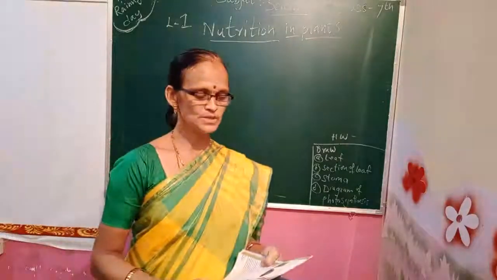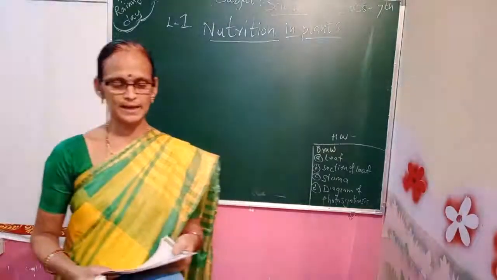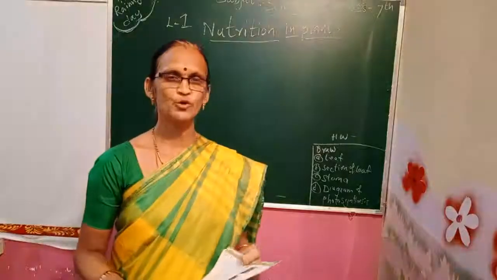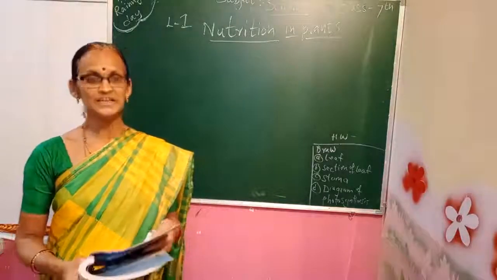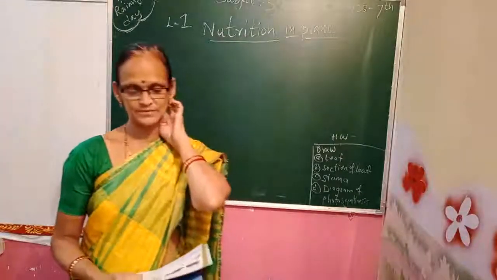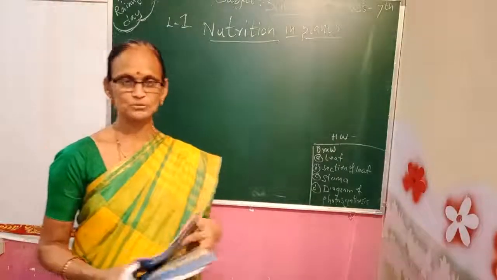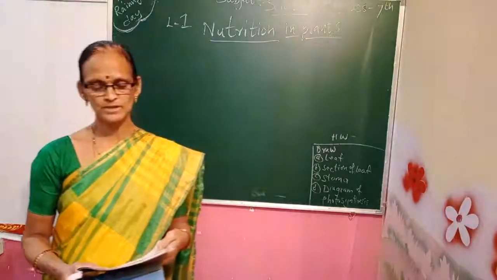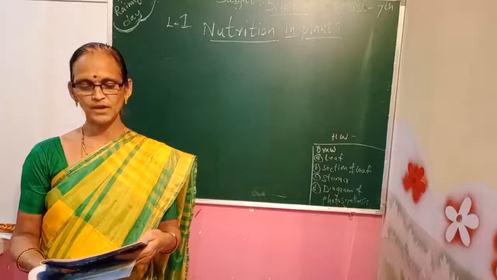Yeah, you may have seen a fluffy umbrella-like patch grown in moist soil or rotten wood. Let us find out the type of nutrients they need to survive and from where they get them.